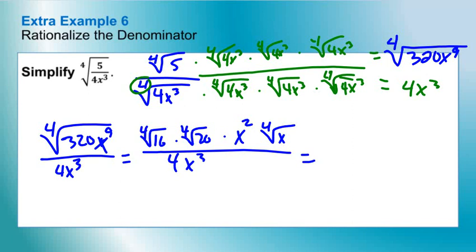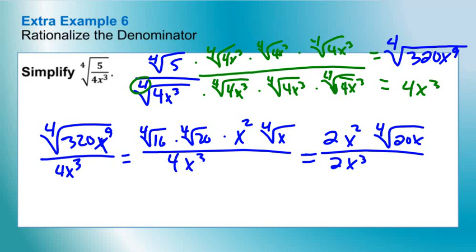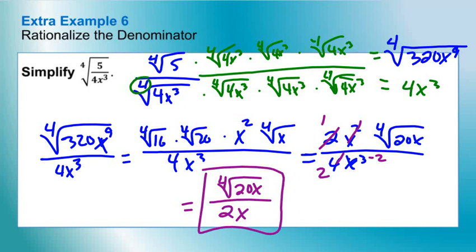So right now the fourth root of 16 is 2. And then x squared, fourth root of 20x all over 2x cubed. I can take 2 of these x's away. This is actually a 4 down here, by the way. And then I can divide a 2 here, divide a 2 here. So my final answer would be the fourth root of 20x all over 2x.